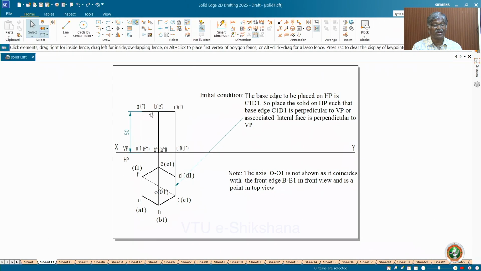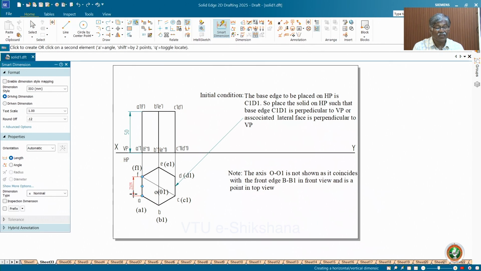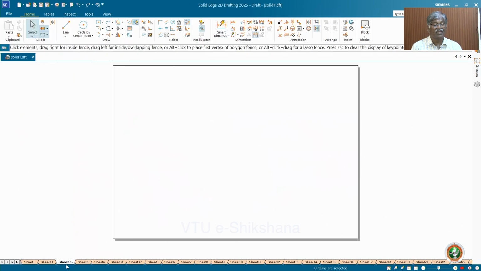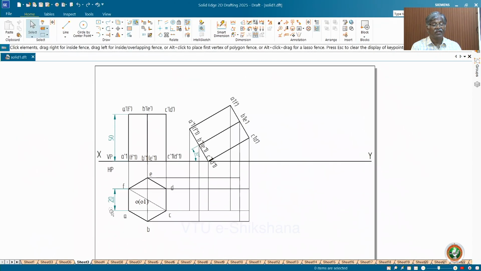Then you project it and then get the front view with 50 mm height. This is 25 mm. Okay, some difference is there. Let us assume that this is 25 mm and get the corresponding value. Okay, next comes, if you move and rotate, you will get the front view inclined at 30 degree with respect to the axis.